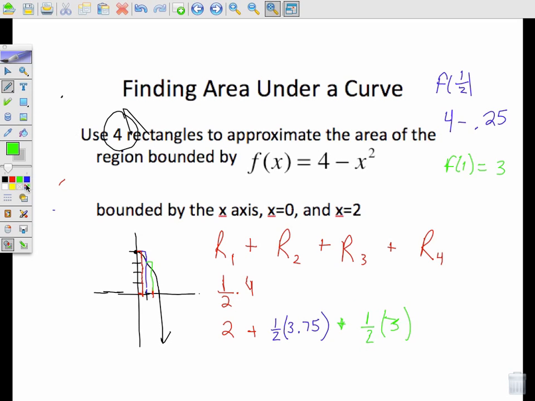And then my last rectangle, let's go back and do that in red. My last rectangle would be right here. So I need to find f of 1.5. That's 4 minus 2.25, so that's plus 1/2 times 1.75.